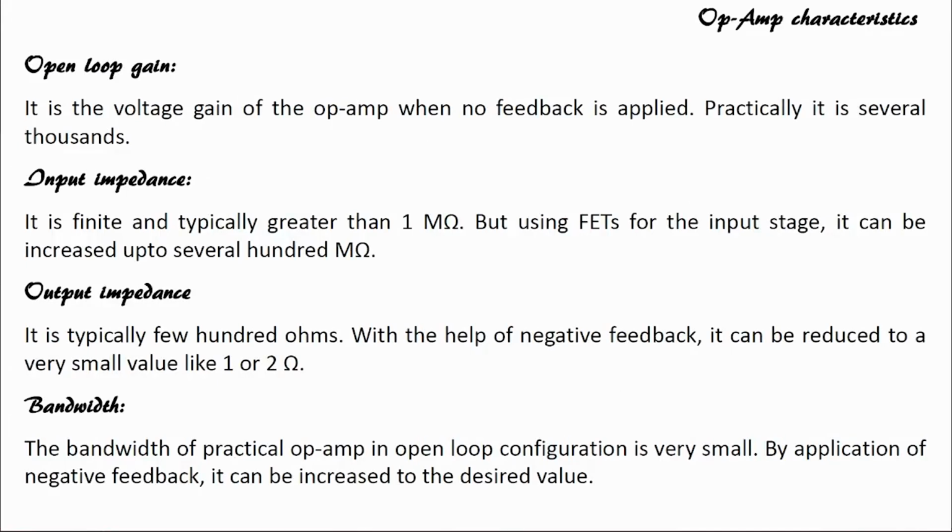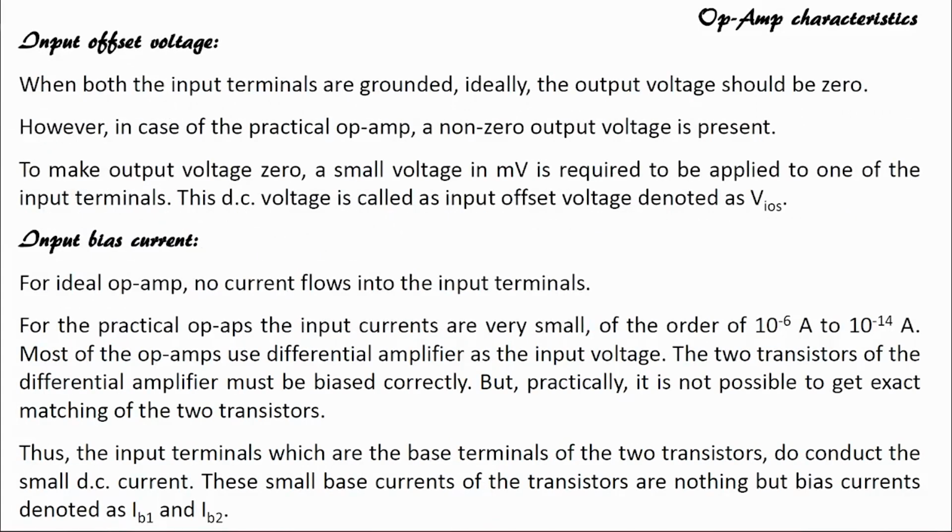Then these are very important parameters or characteristics of the operational amplifier, starting with open loop gain. What is open loop gain? It is the voltage gain of the operational amplifier when no feedback is applied. Practically it is several thousands. Second is input impedance. It is finite and typically greater than 1 mega ohm, but for FET input stages it can be increased to several 100 mega ohms. Output impedance is around 1 to 2 ohms. The bandwidth of a practical op amp in open loop is very small, but by using negative feedback we can increase the bandwidth to the desired value. Then input offset voltage.